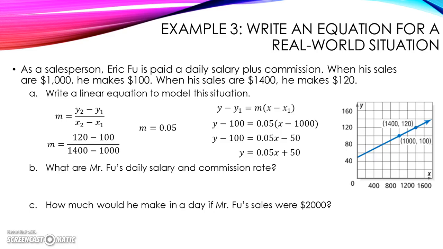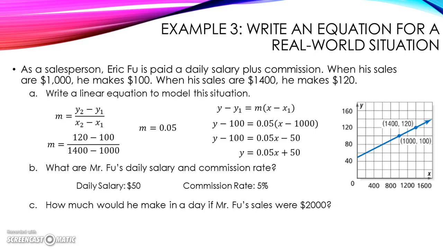The y-intercept of the line is 50, and the y-intercept represents the money Eric would make if he had no sales. So in other words, $50 is his daily salary. The slope of the line is 0.05. Since the slope is the coefficient of x, which is his sales, he makes 5% commission. So I was just breaking down that line that we created there.